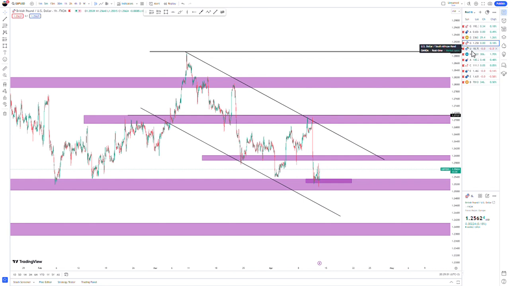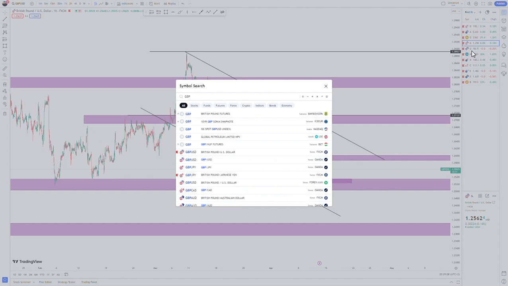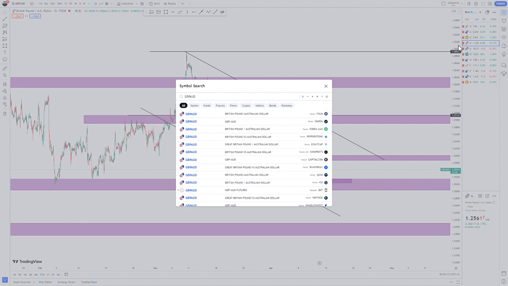I have another one that I need to look at, which is GBP AUD. Let me just look at GBP AUD. This is the last pair I'm going to look at.